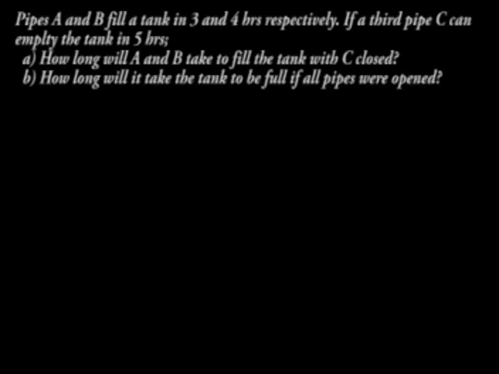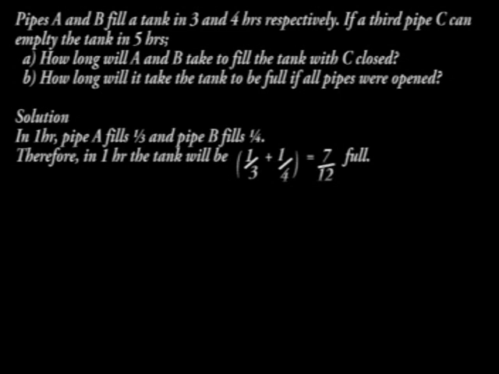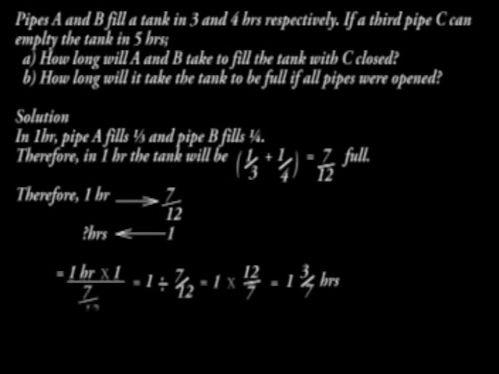In our solution, in 1 hour, pipe A fills a third and pipe B fills a quarter. Therefore, in 1 hour, the tank will be 1 over 3 plus 1 over 4, which is 7 over 12 full. In 1 hour, the tank is 7 over 12 full. What about 1 full? Given by 1 hour times 1 divided by 7 over 12, which is 1 and 5 over 7 hours.